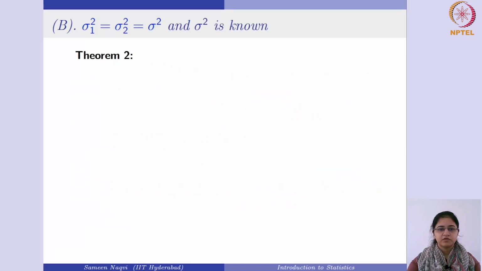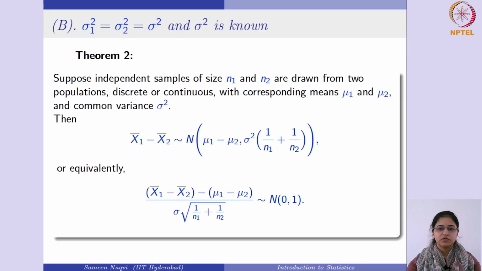So here, when the variance is known, it is very simple, following from the previous one. If you take two independent samples of these sizes from two populations with means mu1 and mu2, and now they have a common variance sigma square, unlike in the previous one where you had two different variances, the same steps apply. It will again follow a normal distribution.